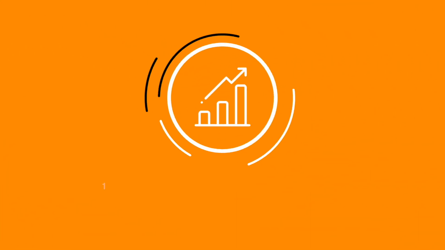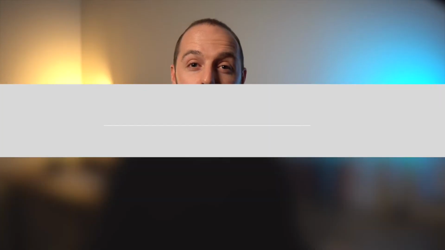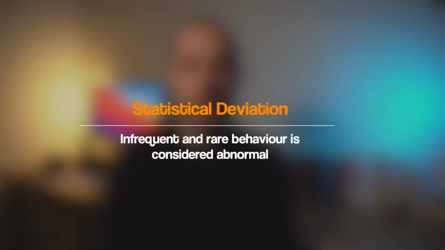Our first definition of abnormality is statistical deviation, also known as statistical infrequency. This definition focuses on how infrequent abnormal behaviour is, how rare the behaviour is. If it doesn't happen very often, then it's considered abnormal. But how then do we decide if something is rare or infrequent? How do we measure or decide this? Well, in this case, it is done numerically by looking at statistics and normal distributions.